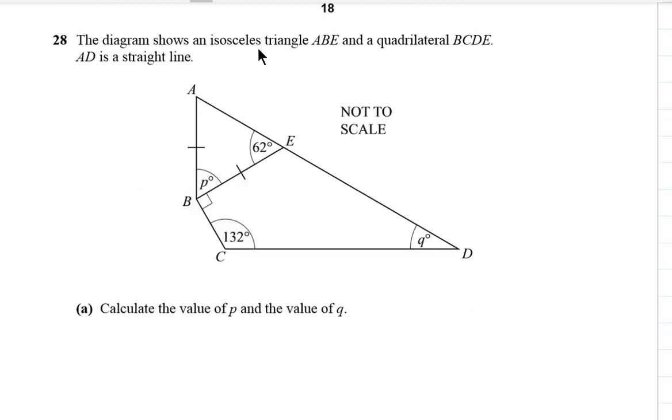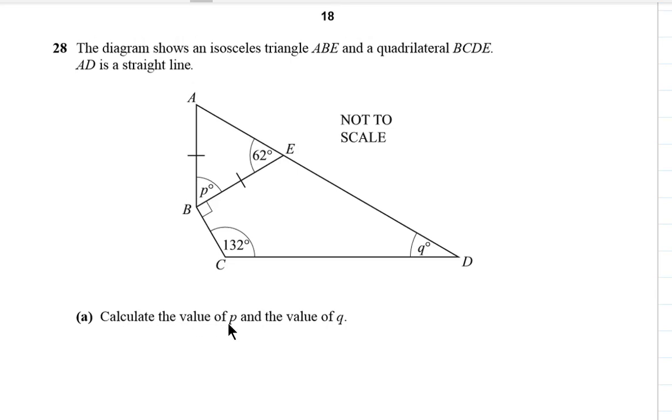Question 28. The diagram shows an isosceles triangle ABE and a quadrilateral BCDE. AD is a straight line. Okay, when you see this sentence, don't forget that the sum of this angle and this angle is 180, a straight angle, of course. A, calculate the value of P and the value of Q.